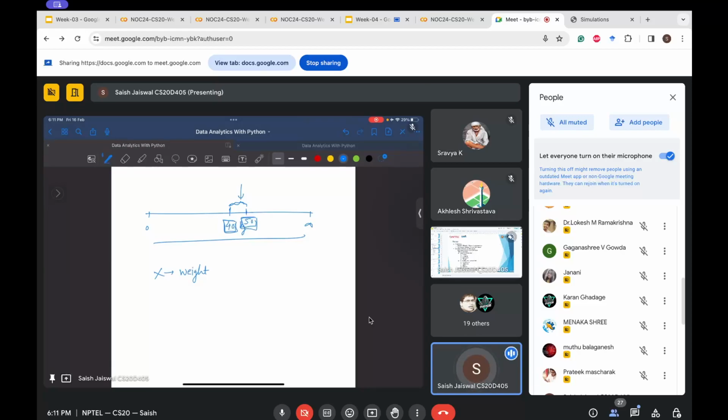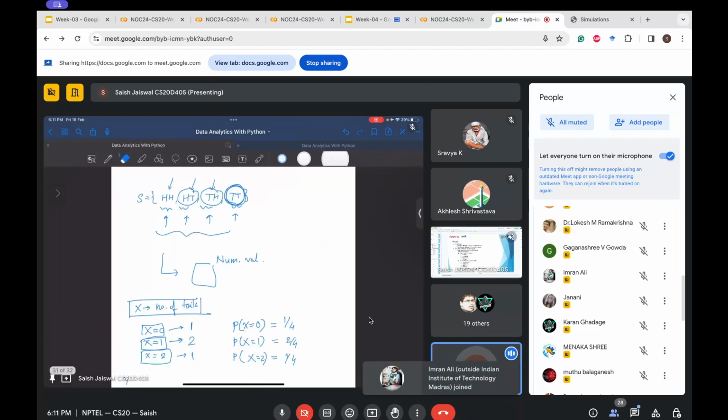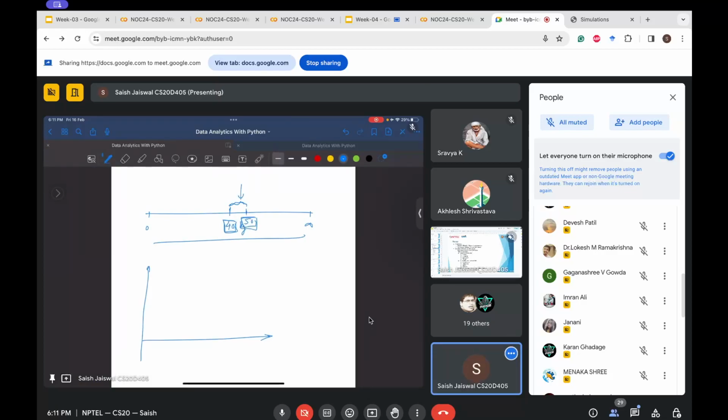Now how will you define this? In this case we were having a discrete probability distribution. For a continuous random variable, we will have a continuous distribution, and one of the examples of a continuous distribution is the normal distribution. What it suggests is, say this has mean mu.